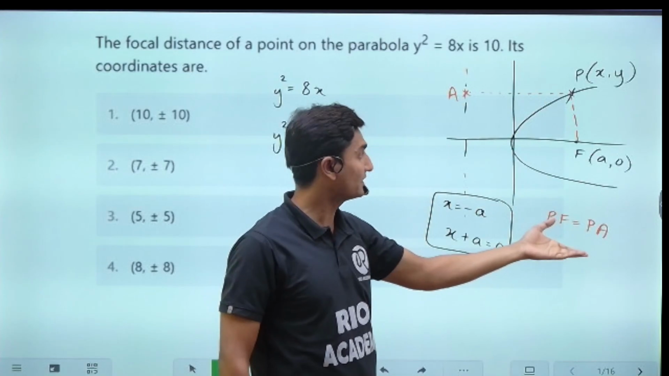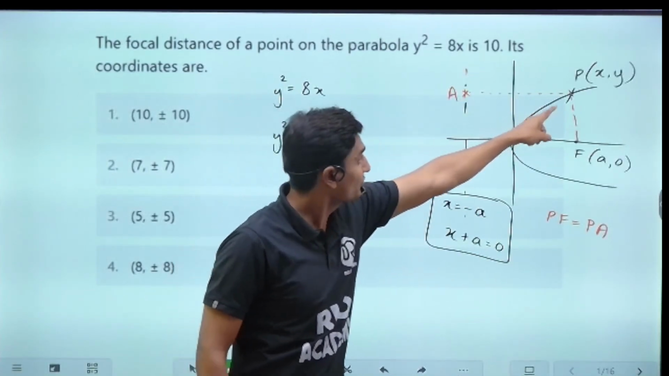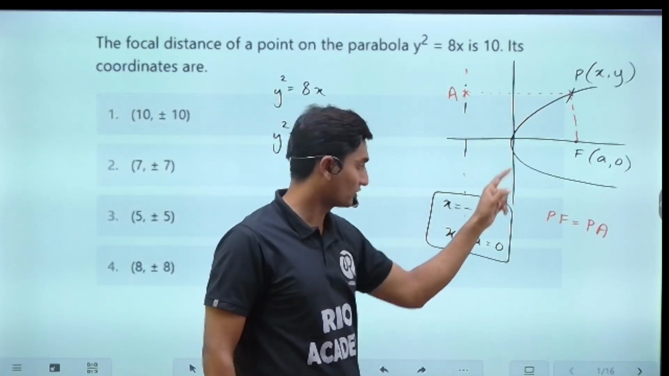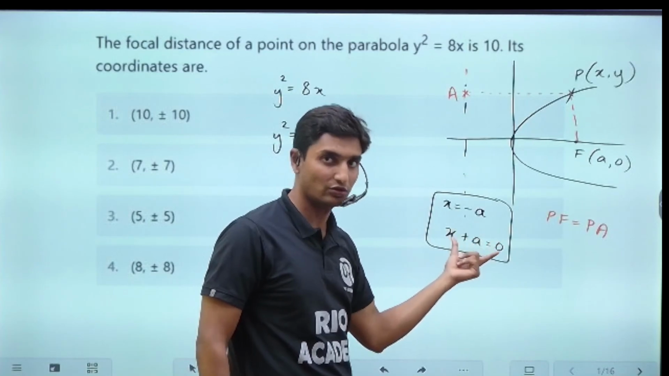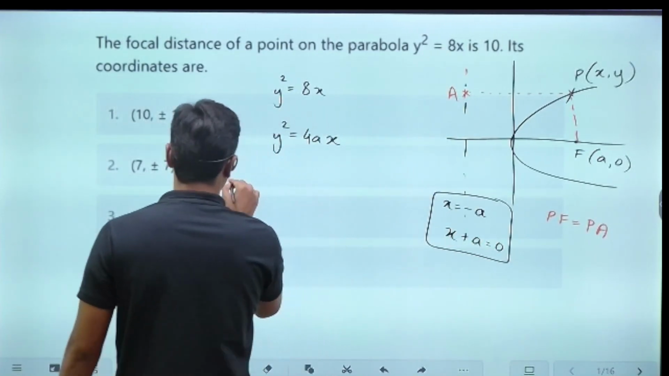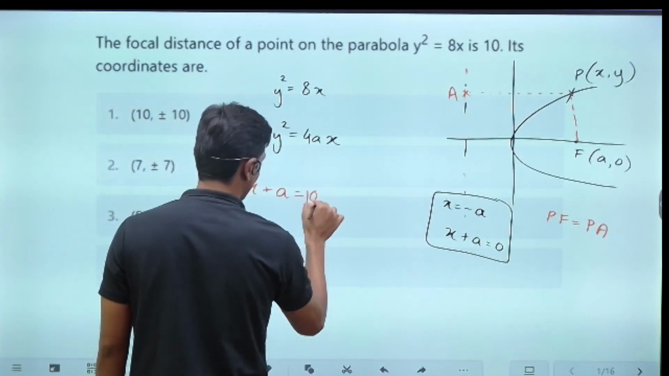So basically we can say here x plus a is equals to 10. Okay, because PF and PA both are one and the same, and PA is nothing but x plus a. The equation has already been defined here. So x plus a is also equal to 10.